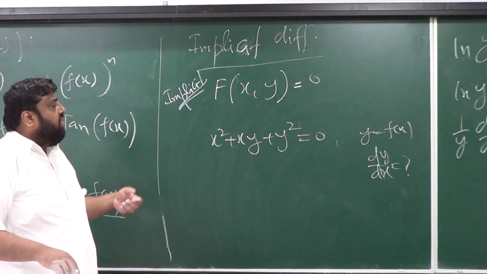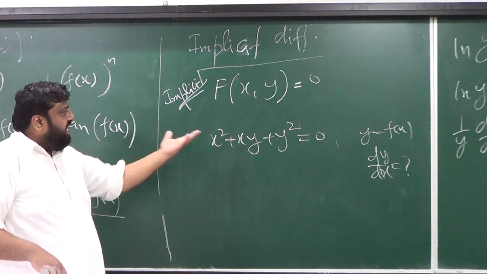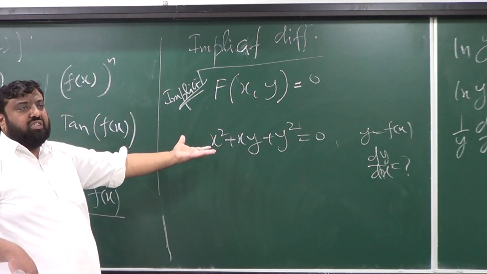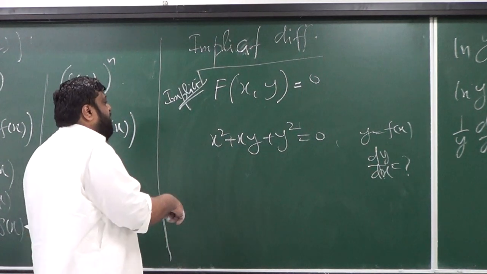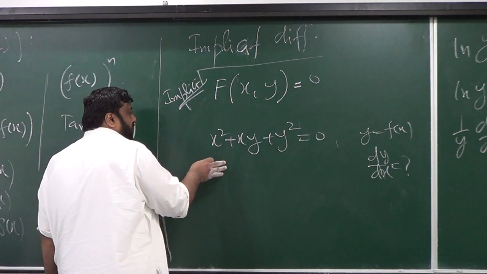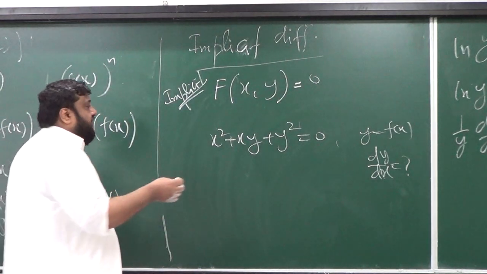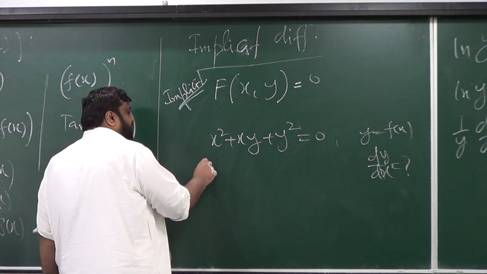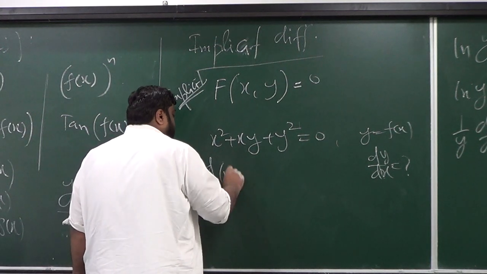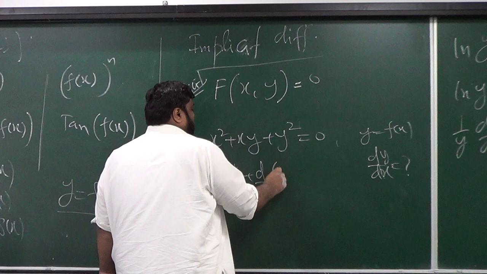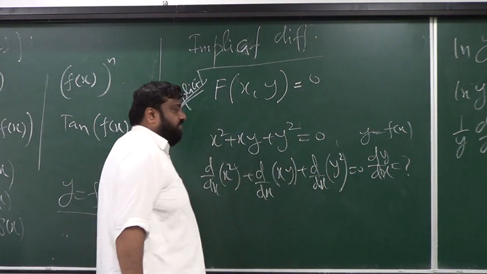So how to deal with the differentiation of such expressions is that you take the given implicit function, where you're not able to separate x and y, and just directly differentiate. And when you're differentiating, you have to keep in view that y is some function of x which you don't know. So when you differentiate it, you get the derivative of x squared, plus the derivative with respect to x of xy, plus the derivative with respect to x of y squared, equal to 0.